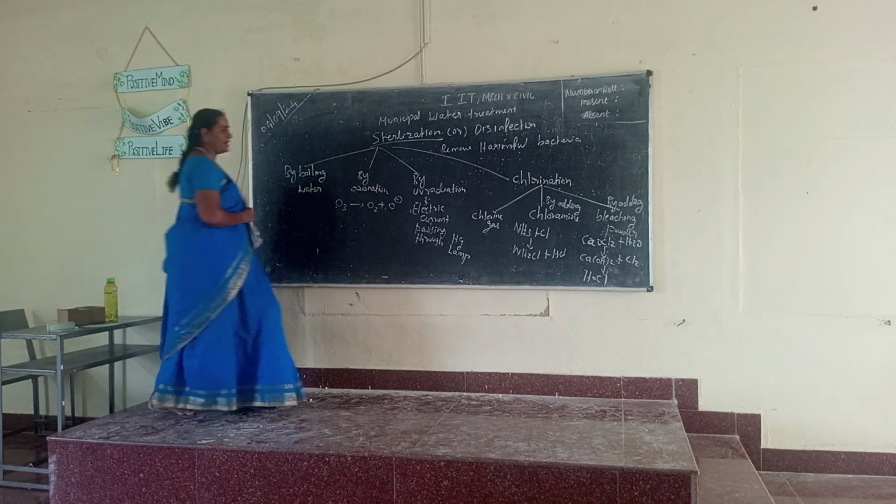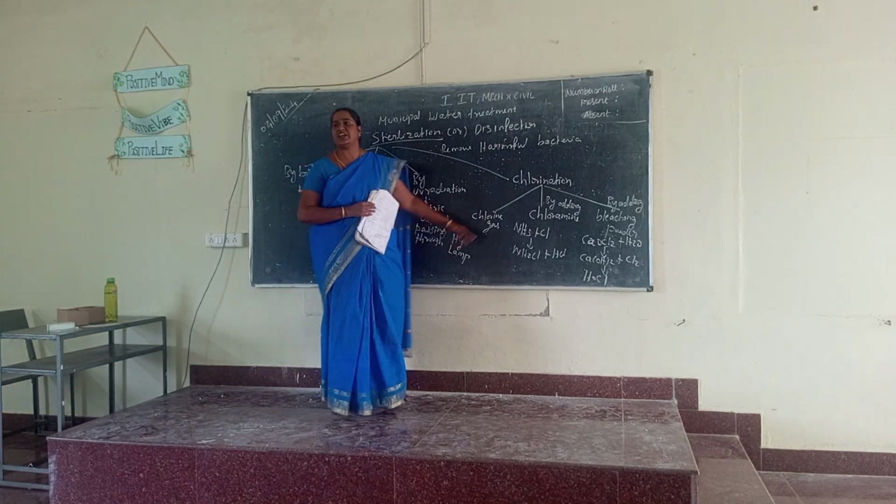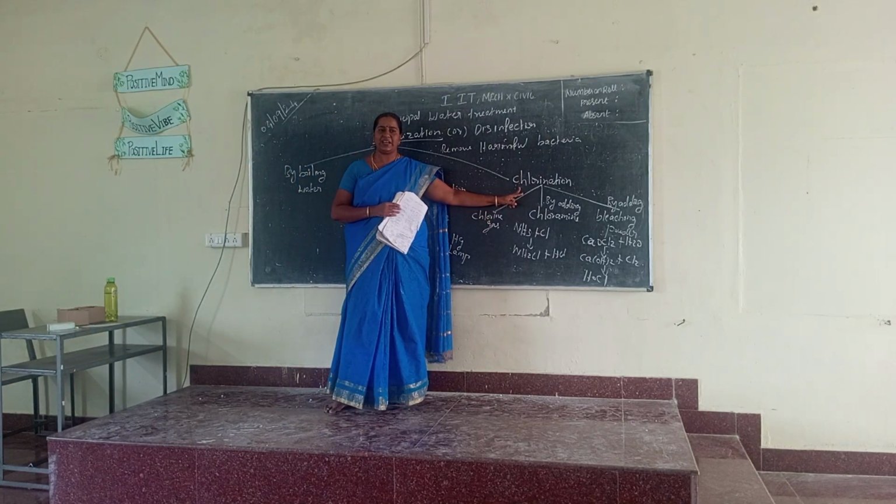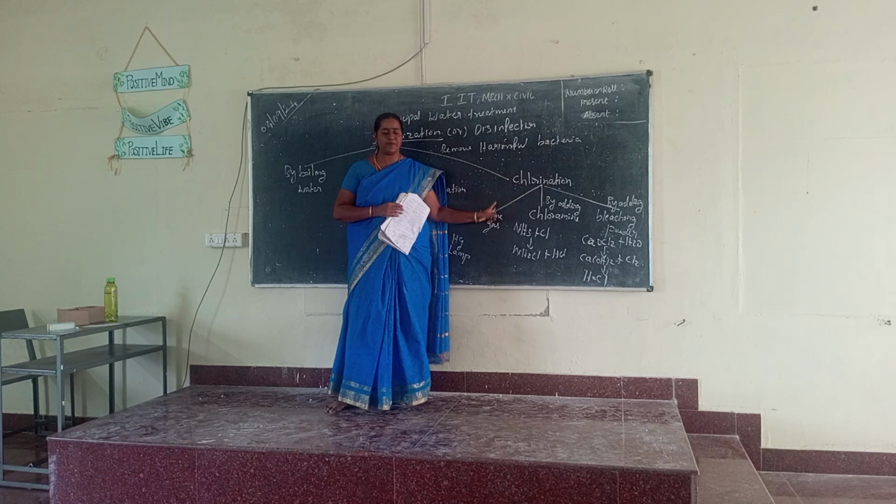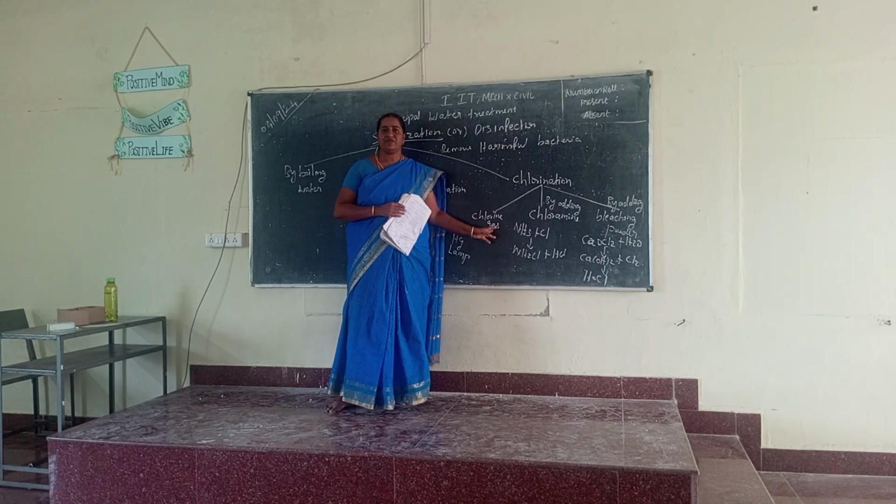See, next one, chlorination. That is a very common method we follow for all sectors. There are three main types of chlorination. First one, direct addition of chlorine gas. Direct addition of chlorine gas removes the harmful bacteria.